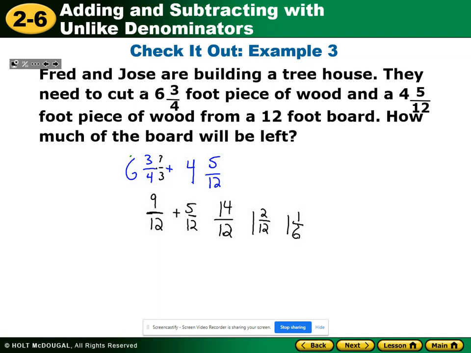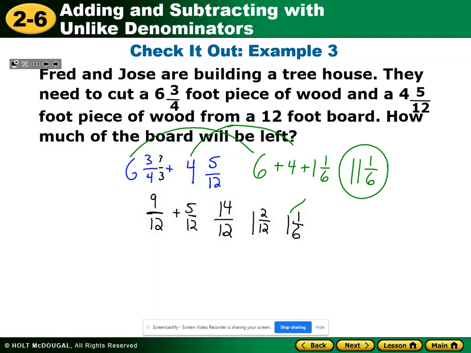Then we got to remember 6, that whole number, plus 4, the other whole number. All right. Then plus the 1 1/6. 6 plus 4 is 10, plus 1 is 11 1/6. That's how much wood they're going to be using. That's how many feet they're going to be using. I need to know what's left out of 12. So aren't I going to do subtraction? 12 minus 11 1/6.